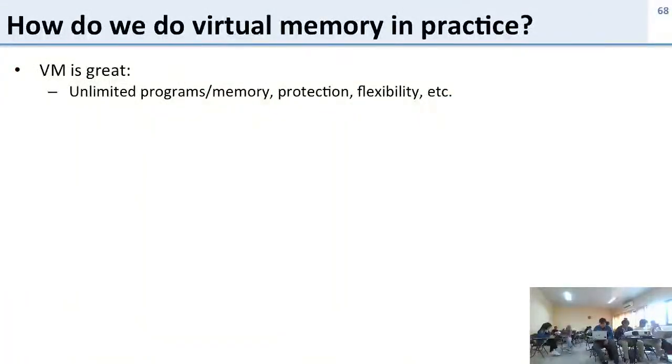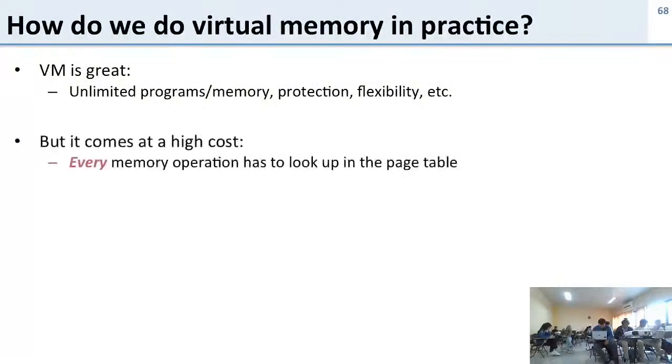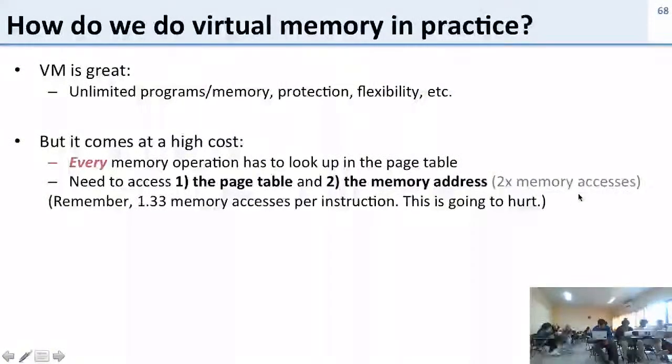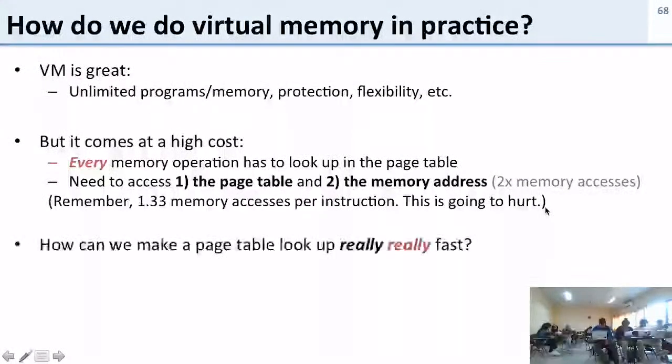So virtual memory is great. We saw we can do all this great stuff with it, but it comes at a very high cost. Every time we go to access anything in memory, whether it's data or instructions, we have to look it up in the page table. We need the page table to get the translation from the virtual address to the physical address. So we need to first access the page table, and then we do the memory access. We've now doubled our number of memory accesses due to virtual memory. So this is going to be a real problem.